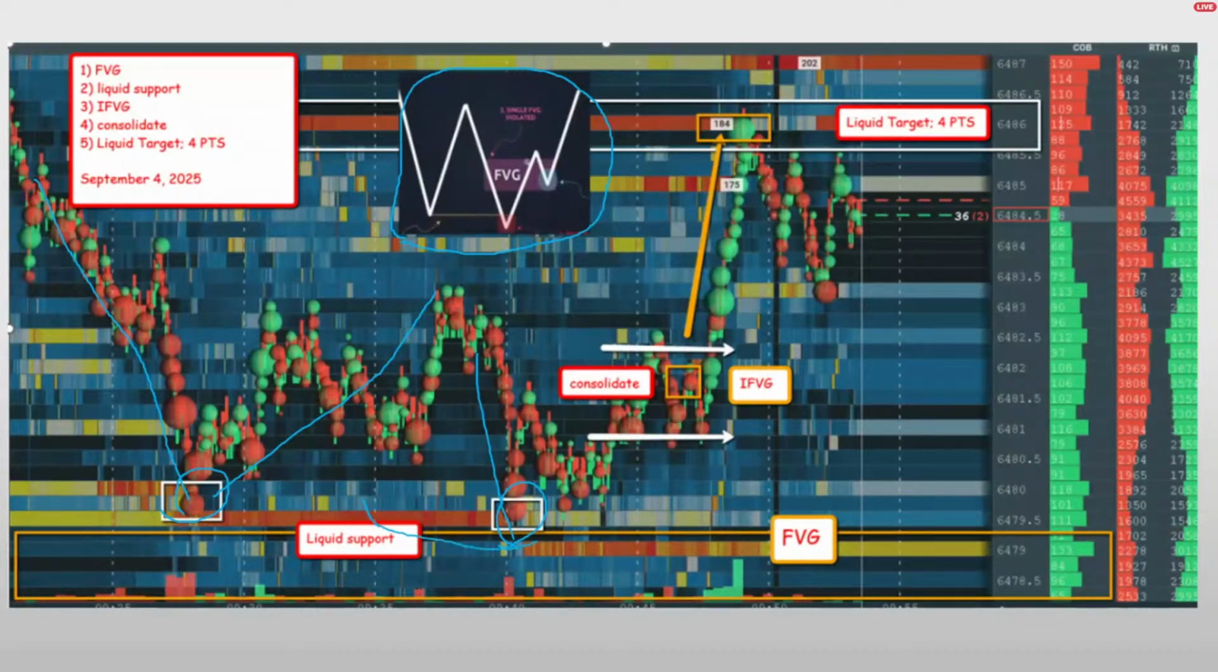Liquid support is developed in this area. And all I did is just follow this chart up over here regarding the fair value gap. So we moved up, developed a gap, and then it just consolidated in this area. And this is your discount zone in which I entered. Okay, had my stop down here, and I just took it right on up for those passive orders that are right on the book for 4 points.